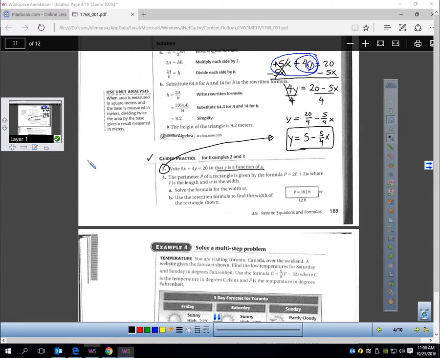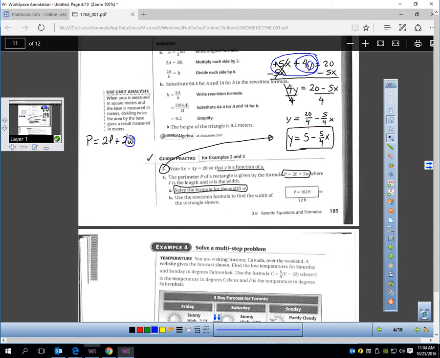Let's do another one. Let's do 4. The perimeter P of a rectangle is given by this formula. I'm sure you've seen that formula before, where L is the length and W is the width. Solve the formula for W. When you see that, it means get W by itself. All right, so let me write this over here. And again, I'm thinking onion right now. I want to isolate W, so W would be the center of the onion.